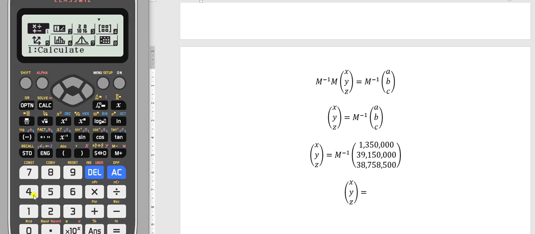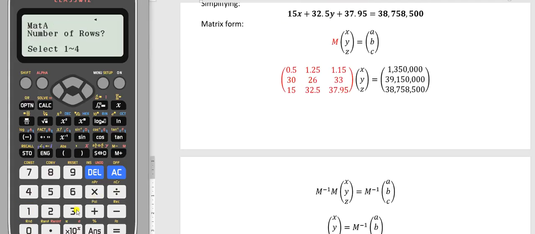We're going to need menu option number 4 for matrices. And we're going to start by defining our first matrix. We'll call it matrix A because it's the first one. And it's going to be a 3 by 3 matrix. We're going to type in these values. This is the one in red. So 0.5, 1.25, 1.15, 30, 26, 33, 15, 32.5, 37.95. There's my matrix. That's now done.